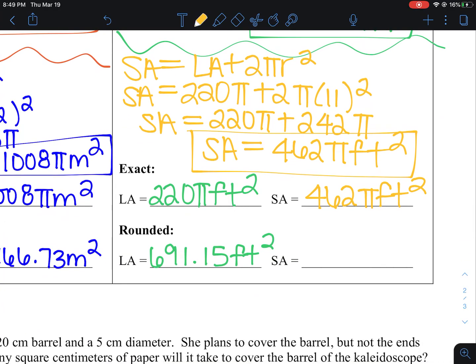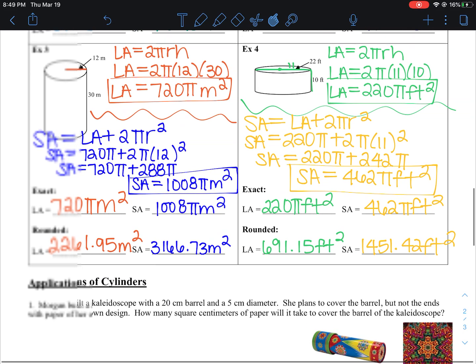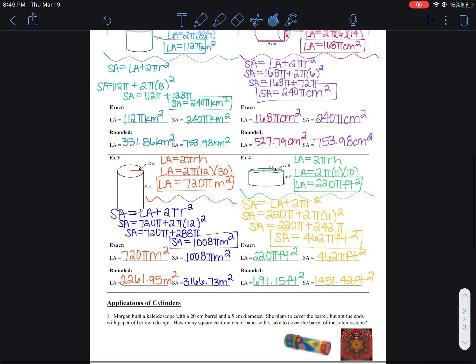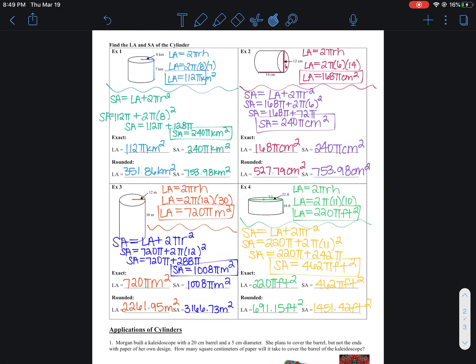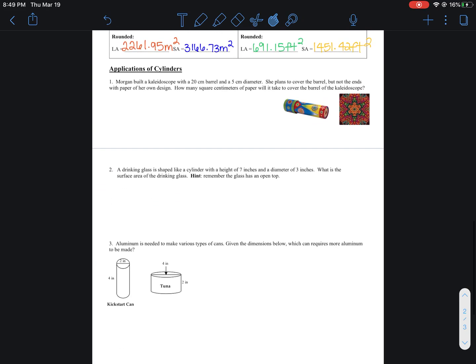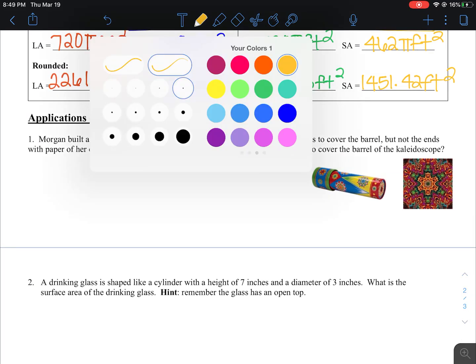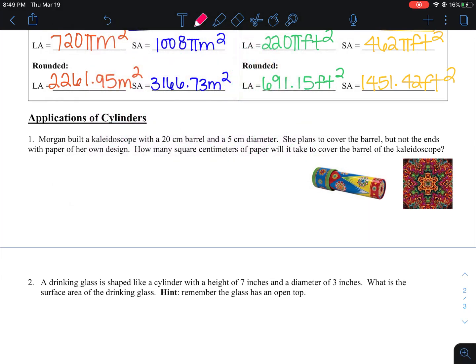And then to get that as a rounded number, 462 pi is 1,451.42 feet squared. Okay? So those are our more straightforward types of lateral area and surface area of cylinder problems. Down here, we have applications, right? So this chapter is all about 3D shapes, which we see all over the place in our real world. So these types of problems lend themselves to applications and real world stuff.